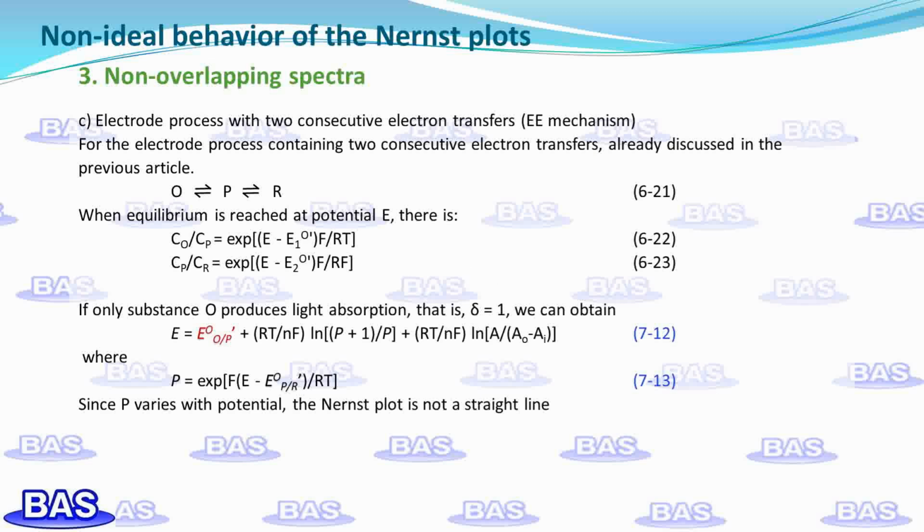Where P is equal to an exponential of the potential difference. Since P varies with potential, the Nernst plot is not a straight line. The Nernst plots are generally nonlinear for such systems where the presence of other electrochemical processes affects the equilibrium concentration of the monitored substances.